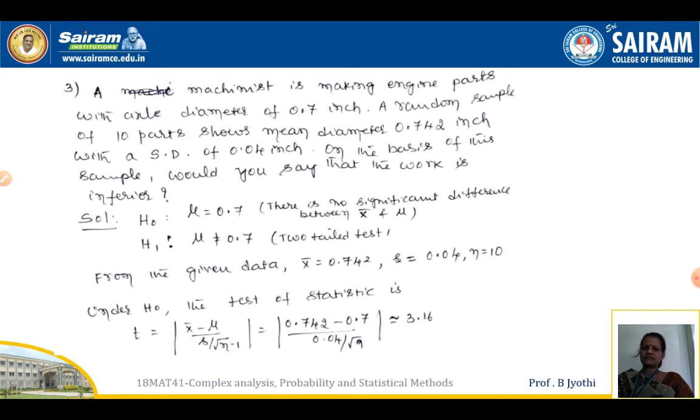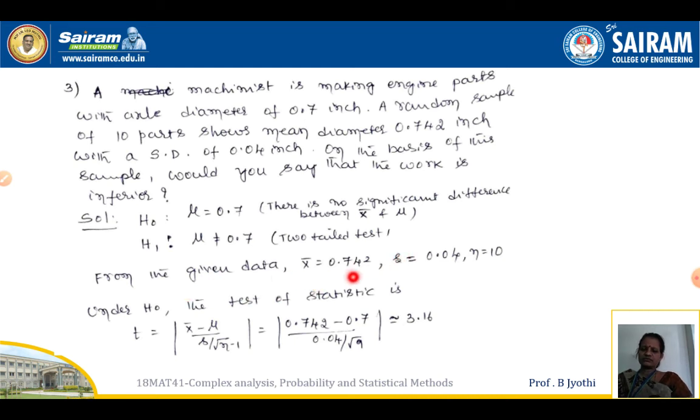A machinist is making engine parts with axle diameter of 0.7 inch. A random sample of 10 parts shows mean diameter of 0.742 inch with a standard deviation of 0.04 inch. On the basis of this sample, would you say that the work is inferior? Here mu is 0.7, H0: there is no significant difference between x bar and mu. And the alternative hypothesis is mu not equal to 0.7, that is a two-tailed test.